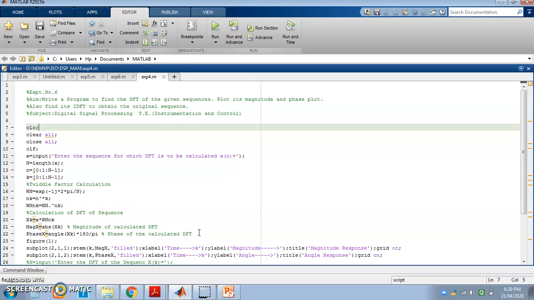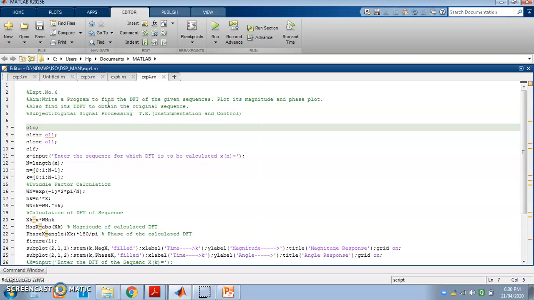Good evening. We have to perform a number of experiments in MATLAB for digital signal processing. As per our syllabus list, this is our sixth experiment. We have to write a program to find the DFT of the given sequence and plot its magnitude and phase plot, and also find its IDFT so that we can obtain the original signal back.